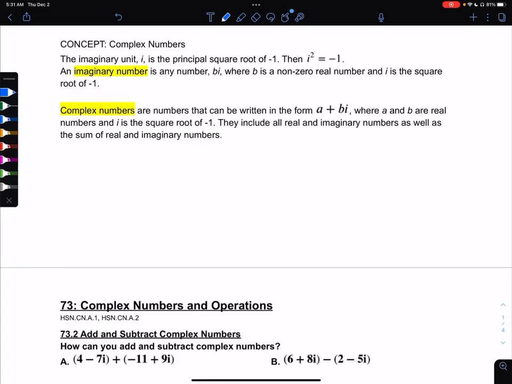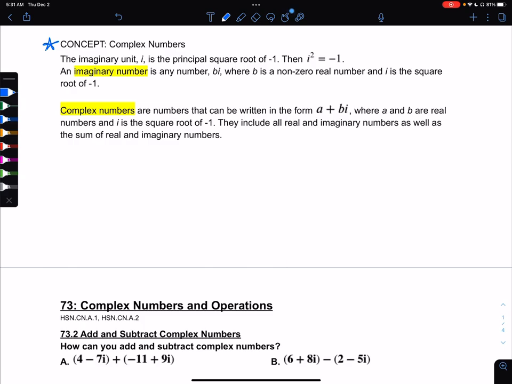In this video, we're going to look at topic 73, example 2, add and subtract complex numbers. But I want to start with the concept of complex numbers, so we didn't get into that in too much detail in last video. So the imaginary unit i is the principal square root of -1. Then i squared is equal to -1.